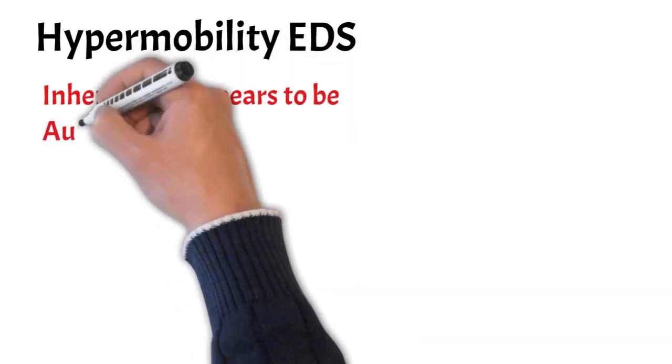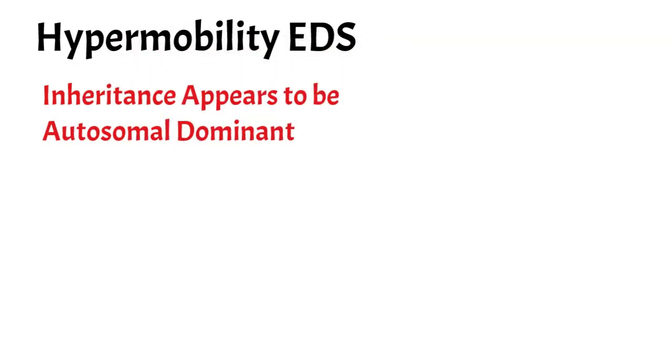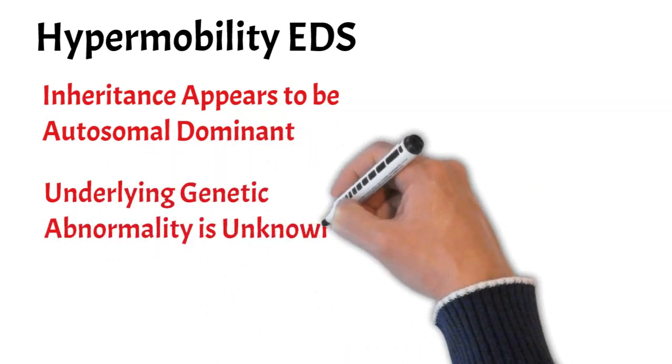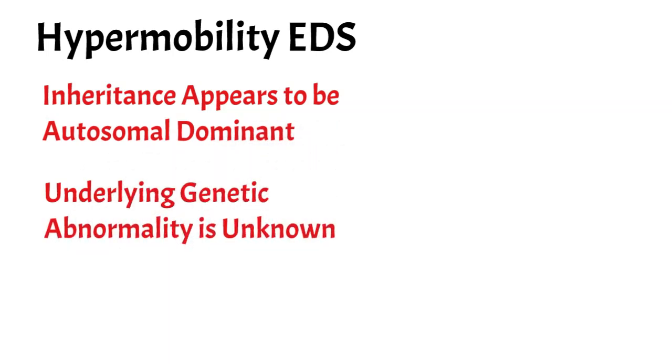The inheritance pattern of hypermobility EDS appears to be autosomal dominant. This means that only one parent has to carry the mutation in order to pass it on to their child. Unfortunately, the underlying genetic abnormality is still unknown.